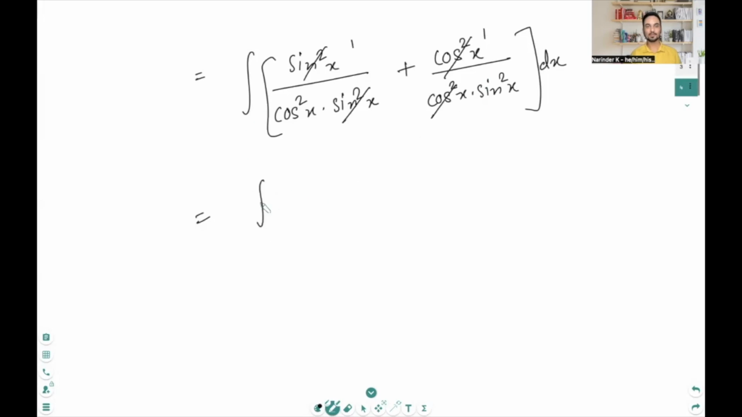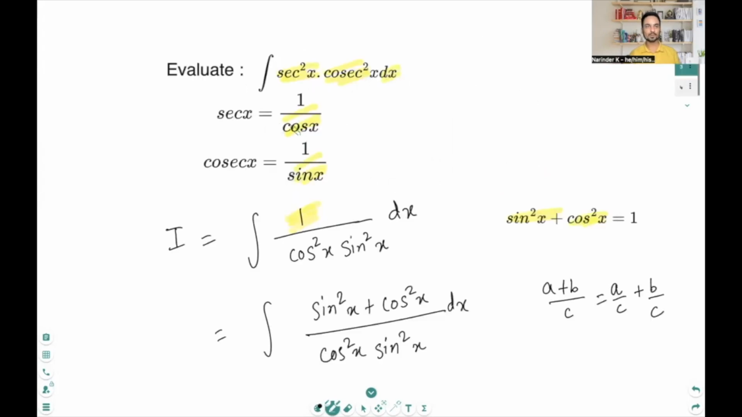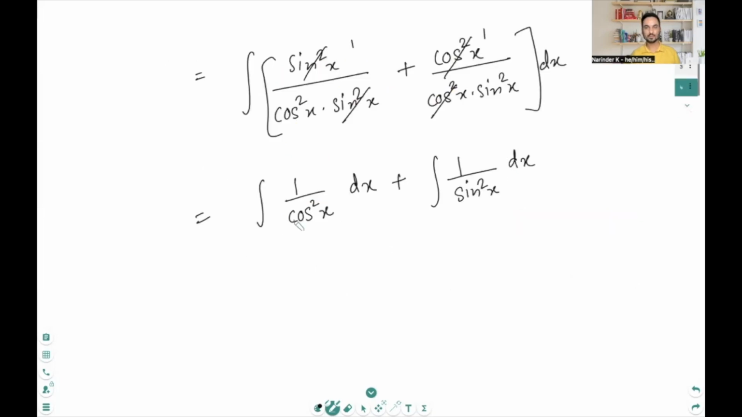So the integral becomes 1 over cos²x dx plus 1 over sin²x dx. Now we know, as we discussed earlier, that 1 over cosx is secx and 1 over sinx is cosecx. So using the same property, we can write this integral as the integral of sec²x dx plus the integral of cosec²x dx. And we already know that the integral of sec²x is tan x and the integral of cosec²x is minus cot x.